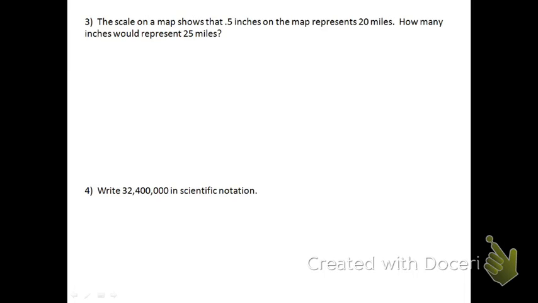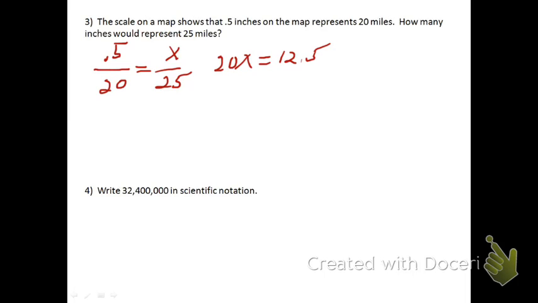Okay, and number 3, we've got a scale on a map. Shows half an inch represents 20 miles. How many inches would represent 25 miles? So this is a proportion problem. The scale, 1/2 inch is to 20 miles, as how many inches is to 25 miles? Cross multiplying, then we get 20x is equal to 12.5. And dividing both sides by 20, we get x is equal to 0.625.